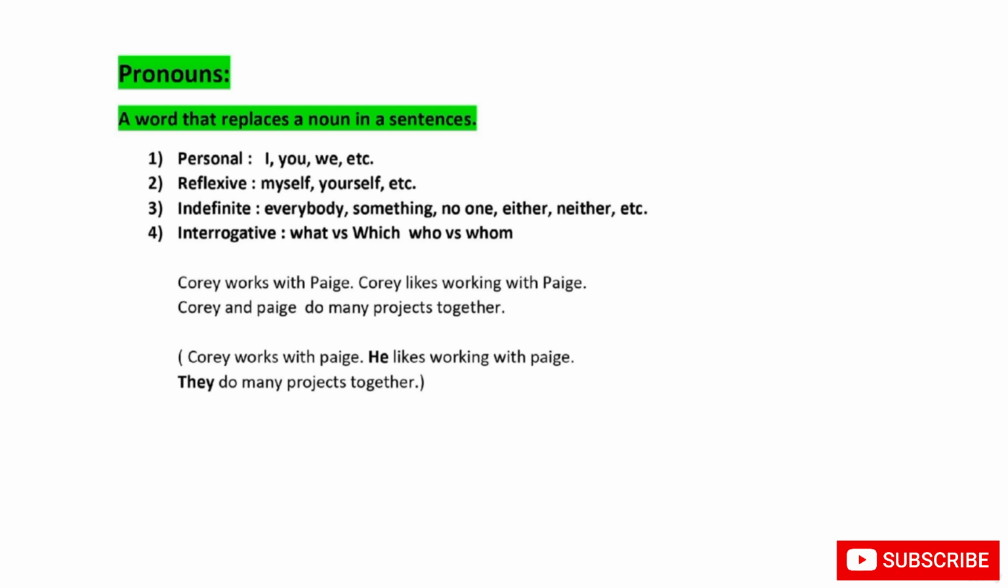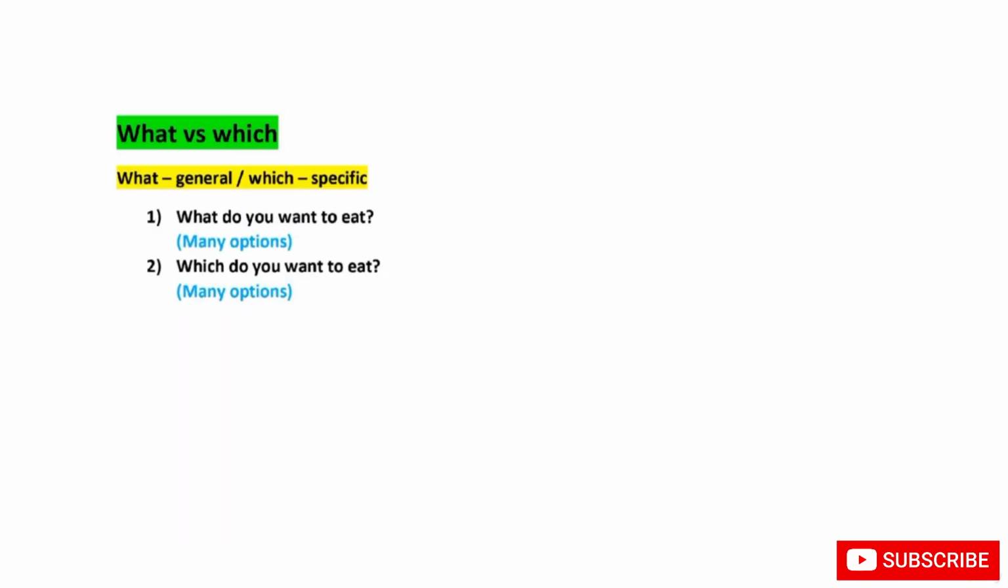Now, even though this name might sound a little fancy, interrogative pronouns are just the question words who, whom, whose, what, and which. Now, in this lesson, we're going to focus on these two, the difference between what and which, and the difference between who and whom. So first of all, do you know the difference between what and which? Well, it's really easy. What is a general question and which is a specific question.